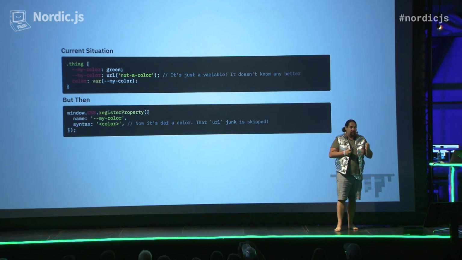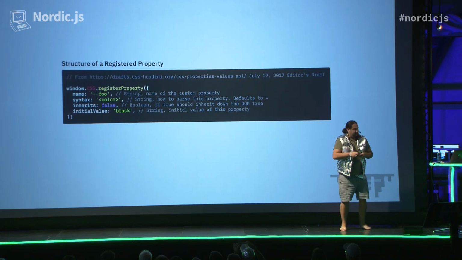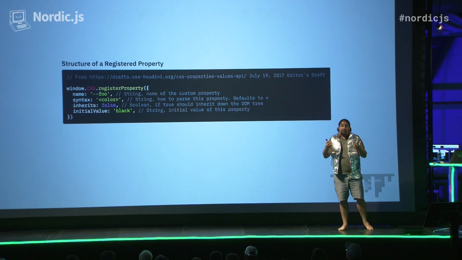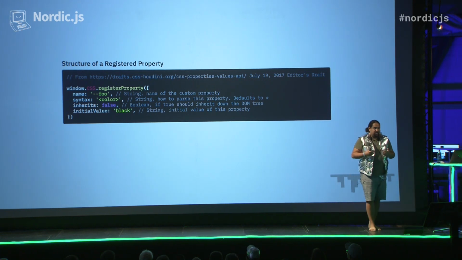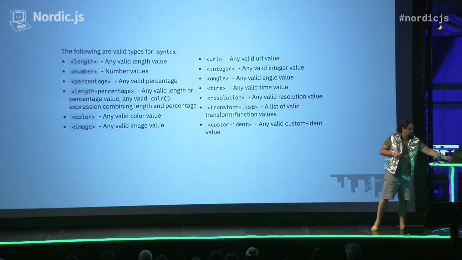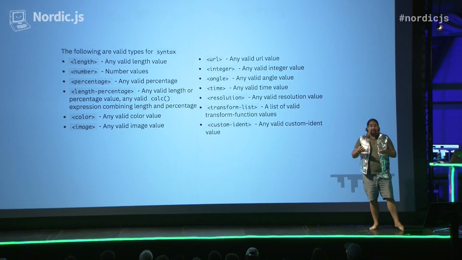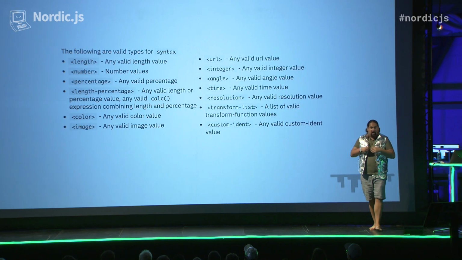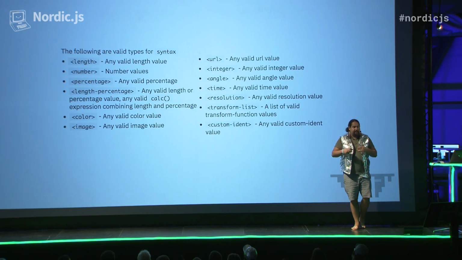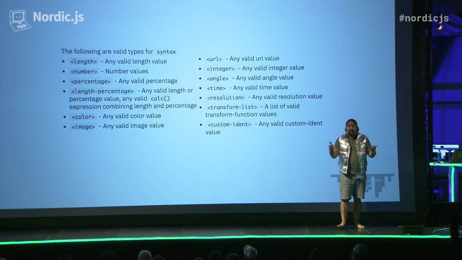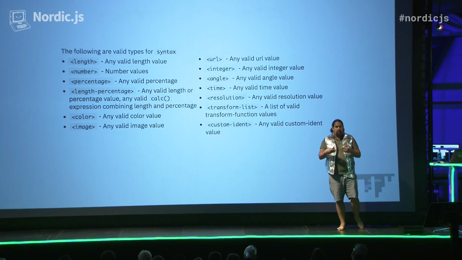In fact, we can go a little bit further than this if we want to. We can decide whether or not that property inherits up and down the DOM. We can assign it an initial value. In addition to color, we can have lots of different syntaxes for it as well: a length syntax, a number, a percentage, URLs, integers, angles. Basically, anything that we would want to have as a discrete type of unit, we can assign as part of our custom properties.